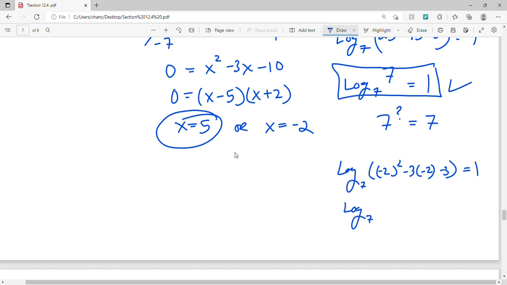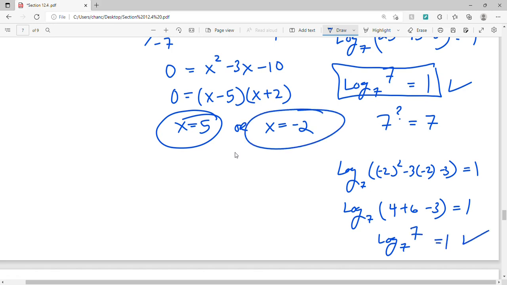This is negative 2 squared, which is 4. Negative 3 times negative 2 is positive 6 minus 3. So that gives us the same result. Log base 7 of 7 is equal to 1. That's true. And so even though this is a negative solution, it is also a good solution.